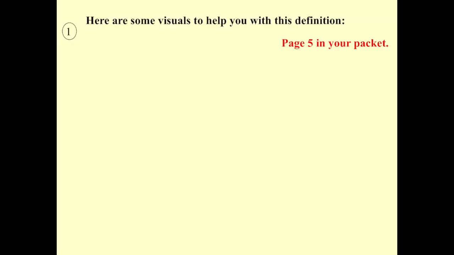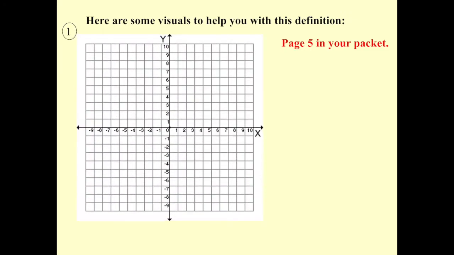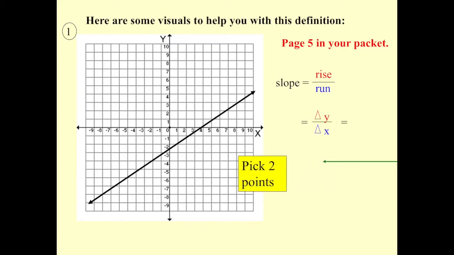Here are some visuals to help you with this definition. Number 1. Slope equals rise over run, which equals the change in y over the change in x. I have to pick 2 points on the graph and then see what the change in y was and the change in x.